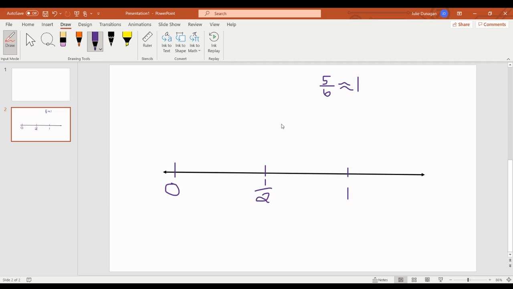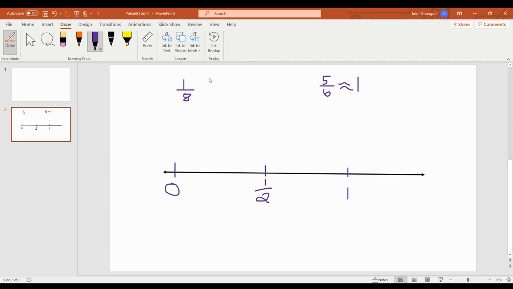Let's think about if we had 1/6. Actually, let's go with 1/8. So if we had 1/8 and we had to estimate or round that, we would look at that as 0. Okay, so if we had 1/8, we would estimate or round that down to 0.